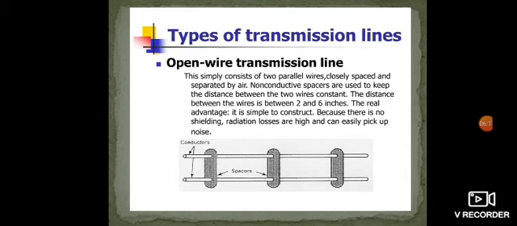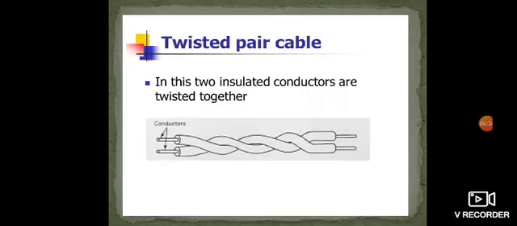An advantage is that it is simple to construct and very easy to use, because there is no shielding. But radiation losses are going to be very high and it easily picks up noise. That is a drawback of this parallel wire type, and that's why it is called an open wire transmission line. This is our parallel wire type.